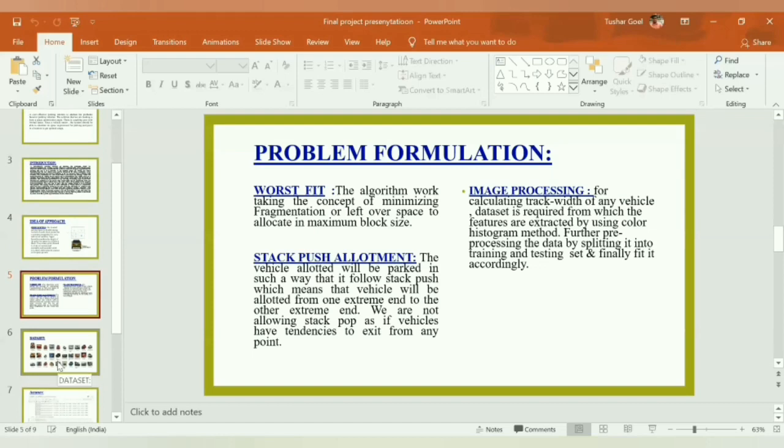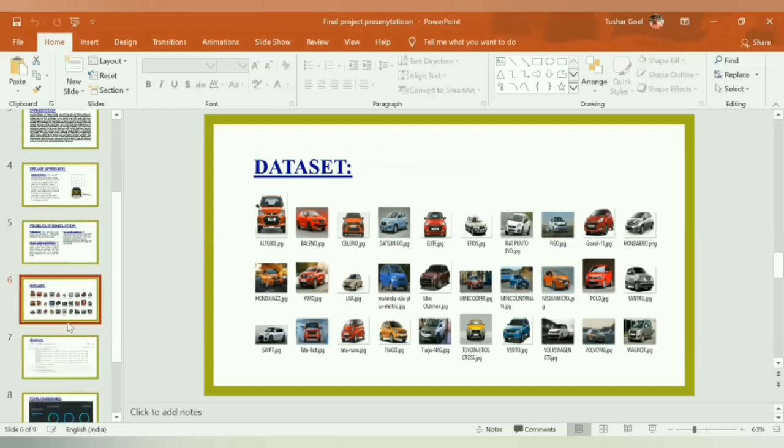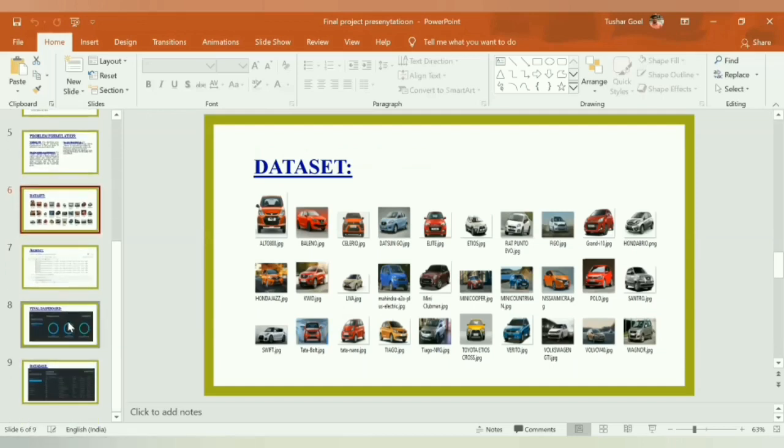So we are using the data set. Here we are using different categories of cars, like SUV and sedan, and they have particular track widths. This whole data set we have stored in our database, and with the help of it, it will match the car from the data set while calculating its track width.